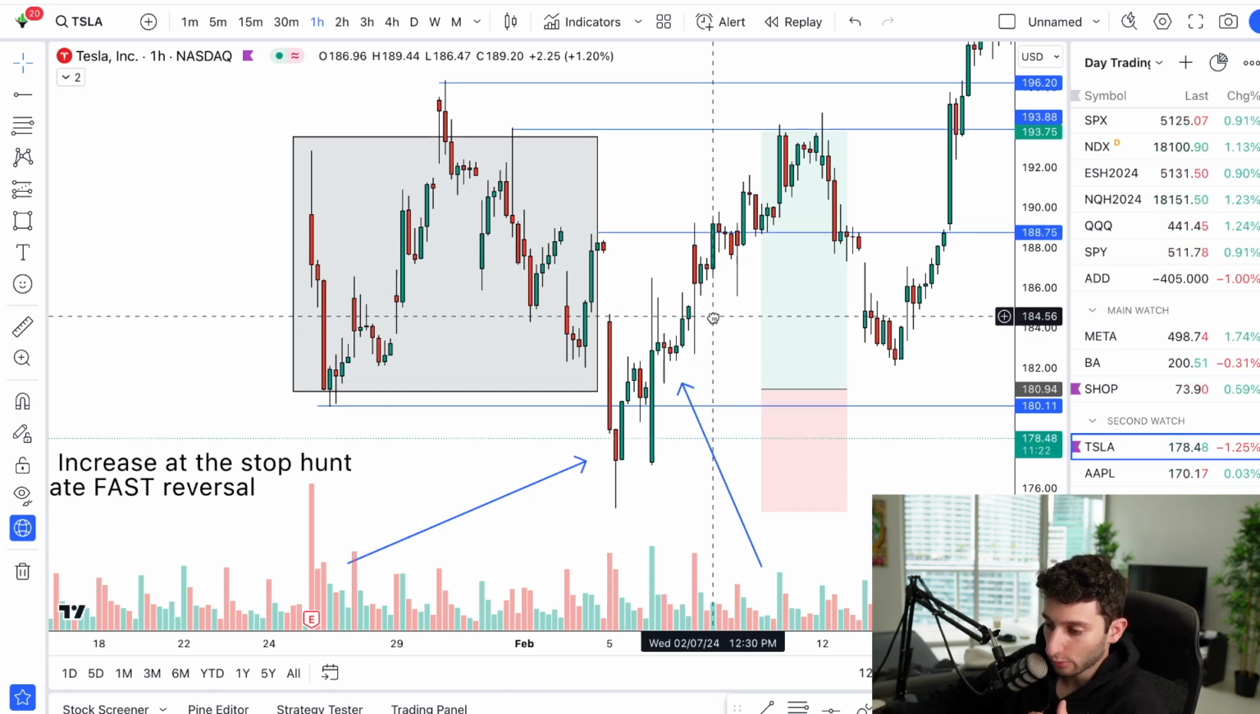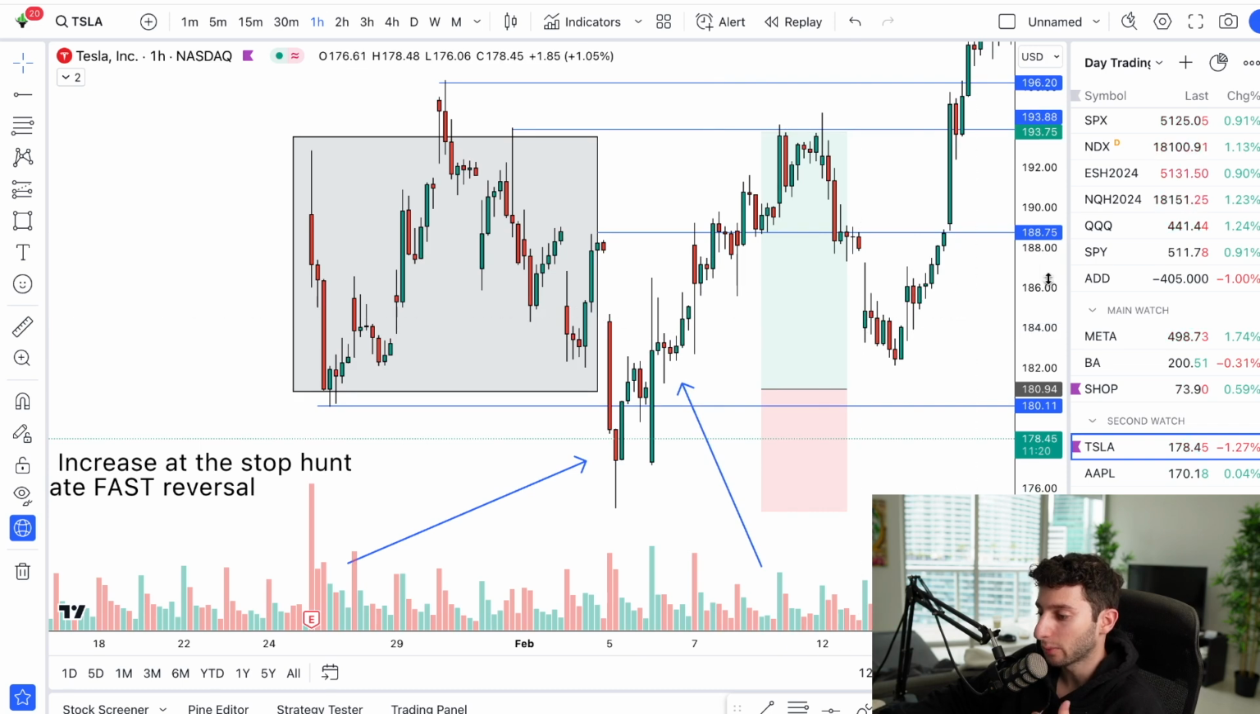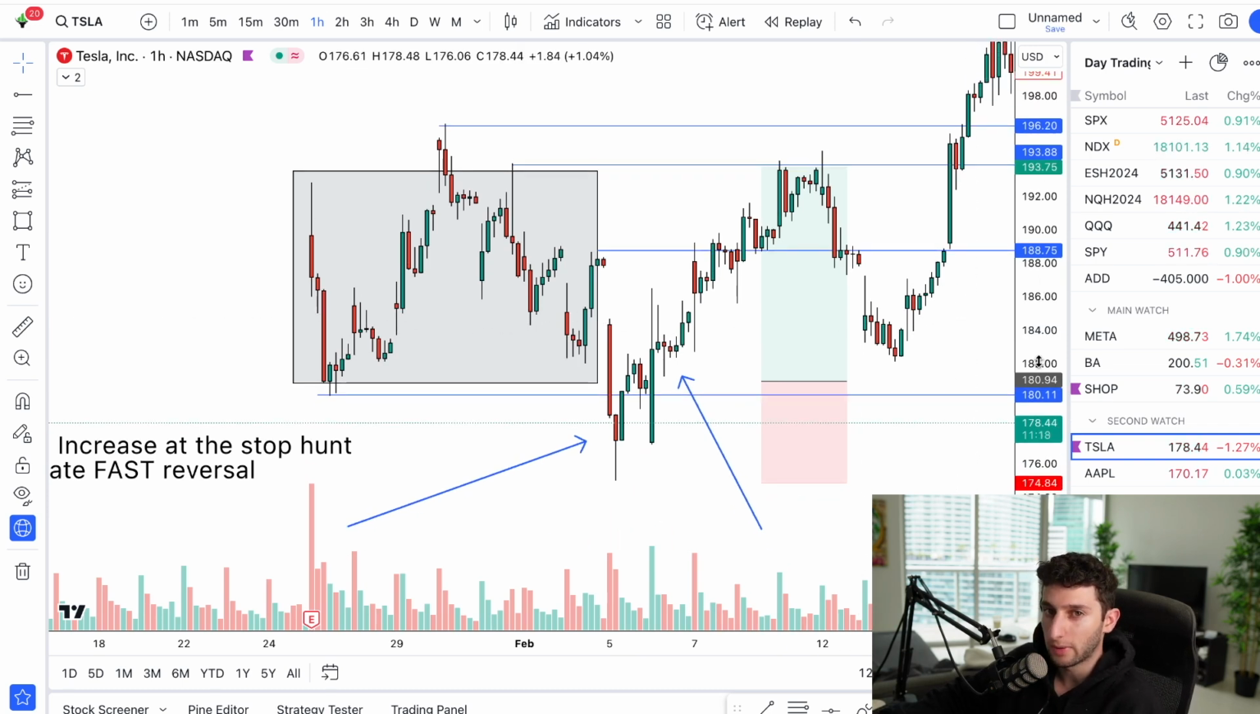And then in terms of expiration, depending on the time frame you're looking at, you either want to go with weekly or next week. It's always better and always more safe to go with the next week's contracts. So that's what I would highly recommend.